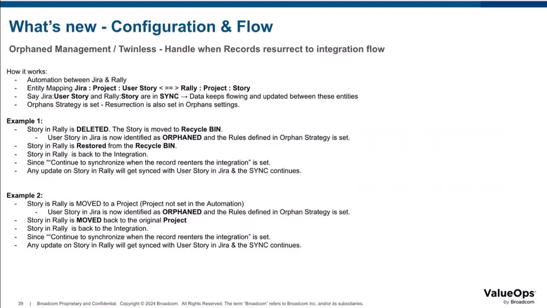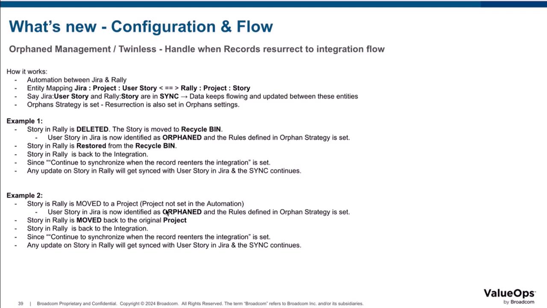I've given two examples in this case. One is the case that I just spoke about, when a record gets deleted. In Rally, especially, when the record is a soft delete, it is moved into the recycle bin and it is identified as an orphan. Then when I restore it from the recycle bin, it gets back into the integration and the data synchronization should continue to work.